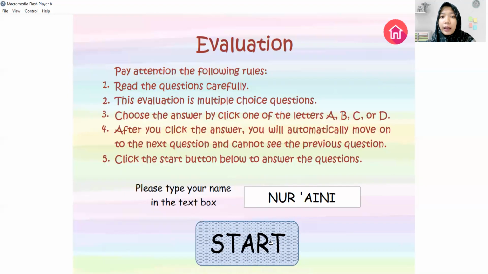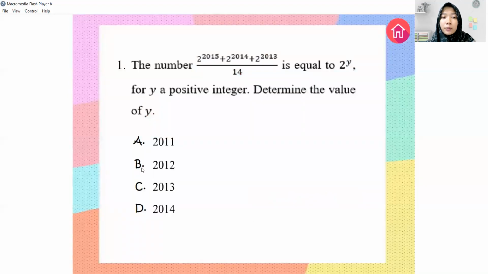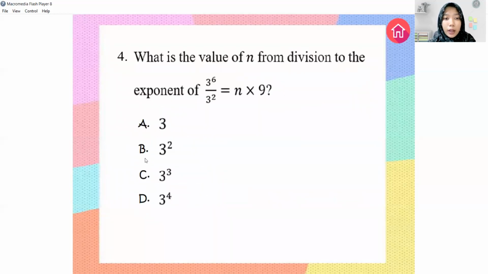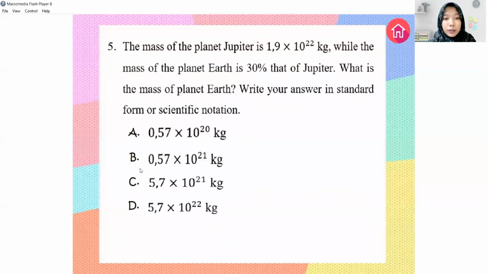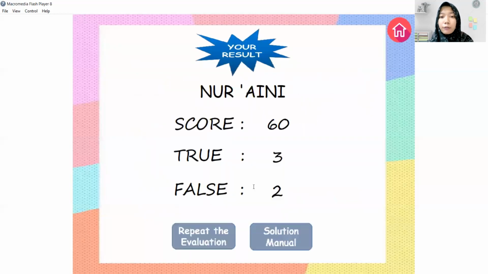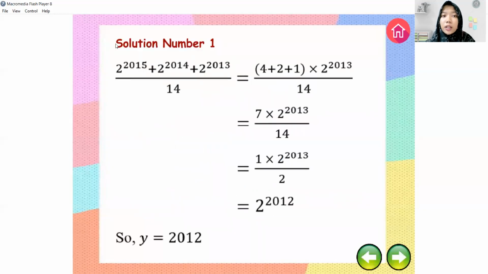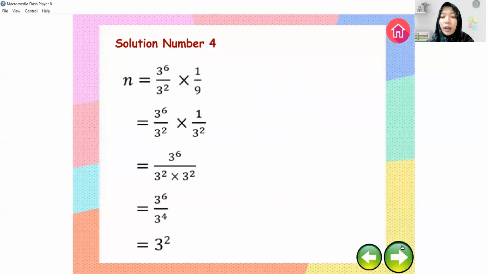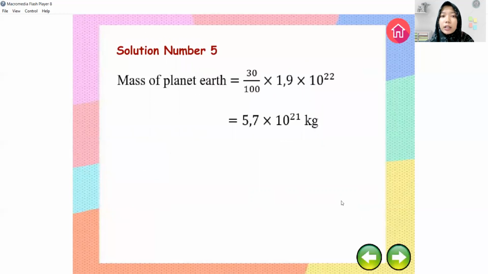I try to start again. B, C, A, B, C. I view the result. This is my result. And I can see the solution manual to understand the questions. This is the solution for number 1, and next for number 2, number 3, and number 4, and the last for number 5.